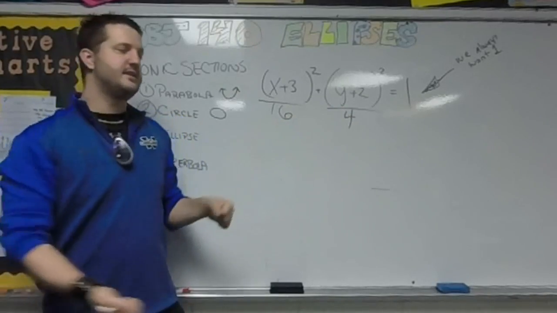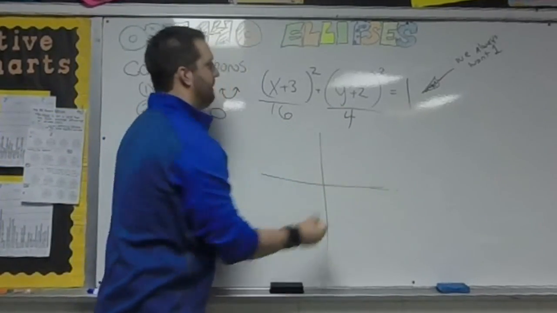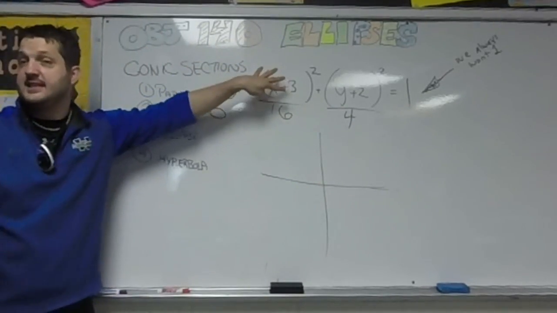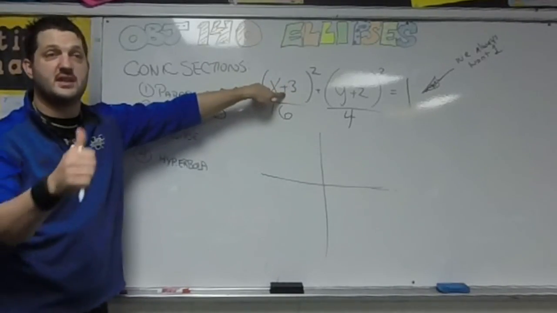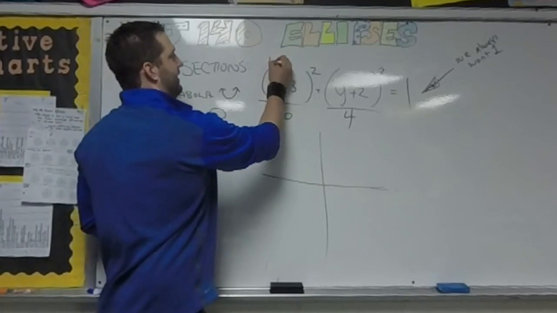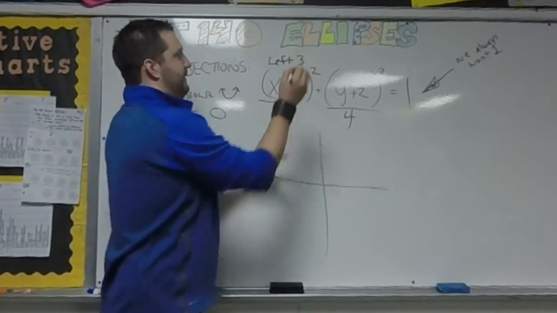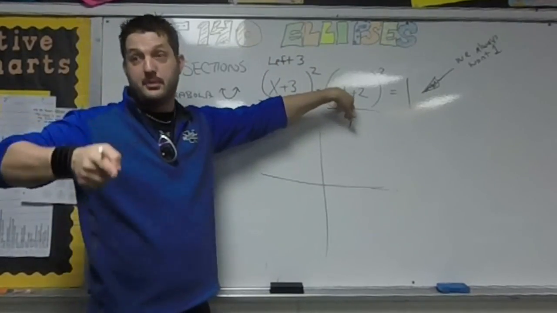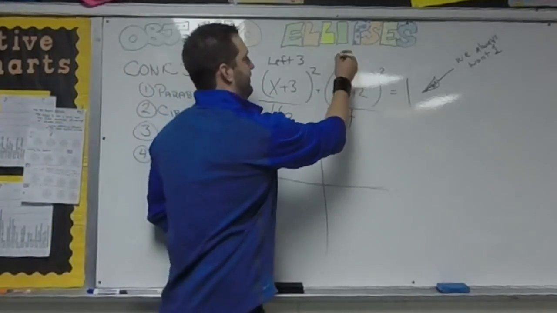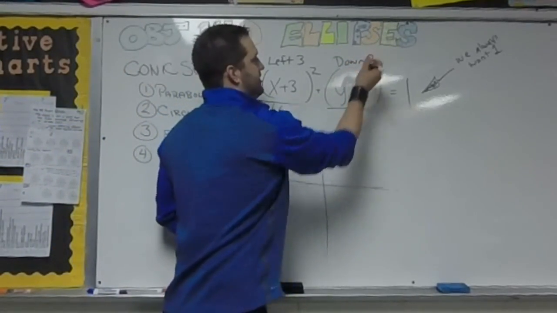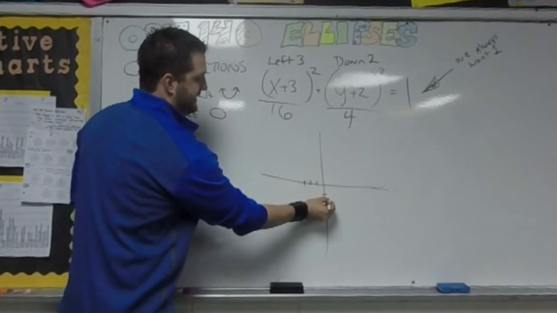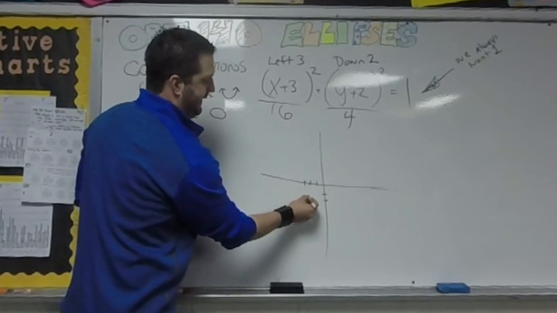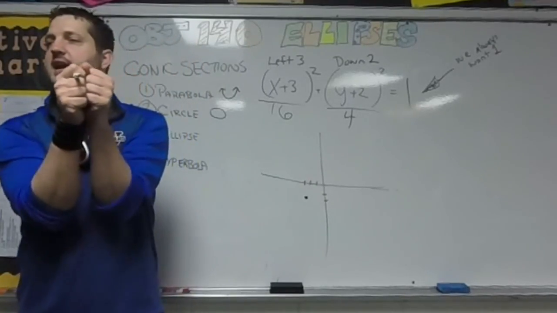So let's kind of find the center real quick though. Remember, inside the parentheses, the x is left and right, but opposite. So a plus 3 moves us left 3. And the plus 2, that's your up down, but it's opposite, so it goes down 2. So your center of this thing would be left 3 and down 2. So it's right here.